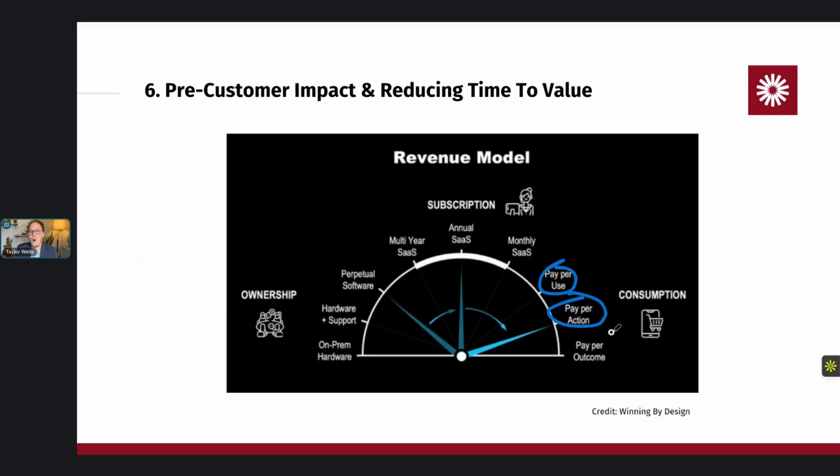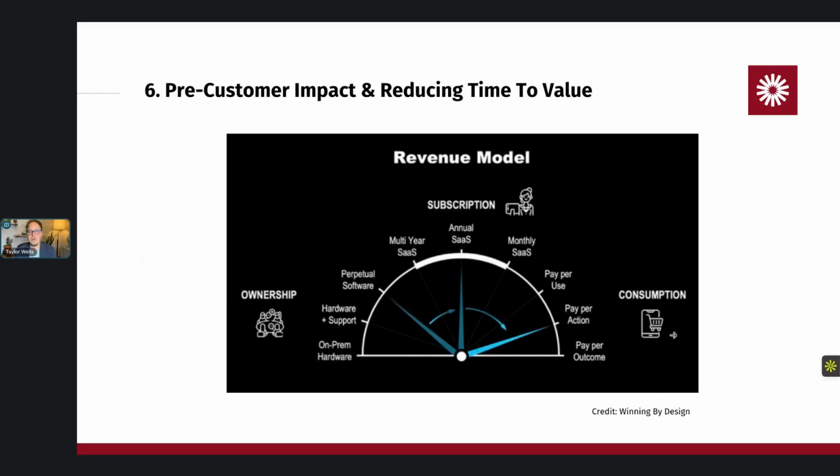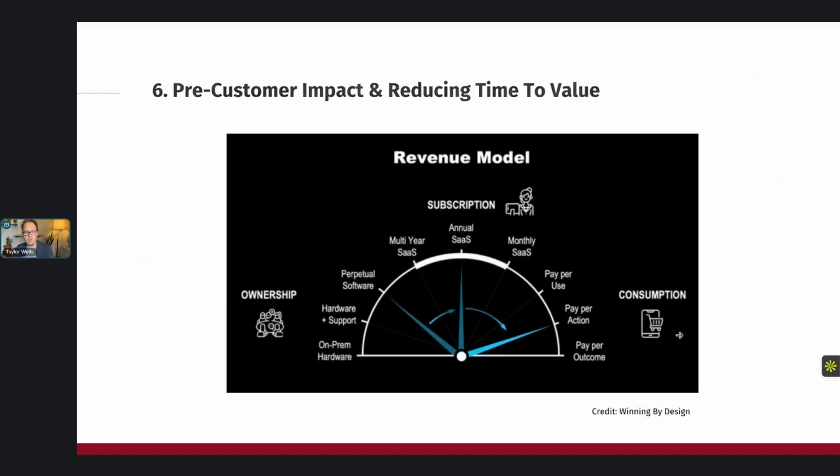That's what buyers want. It's more consumption-based, with less commitment. And so buyers are demanding value sooner without commitment. It plays into that too. Not only can you deliver value sooner, but people want it, and that's how the models have changed.